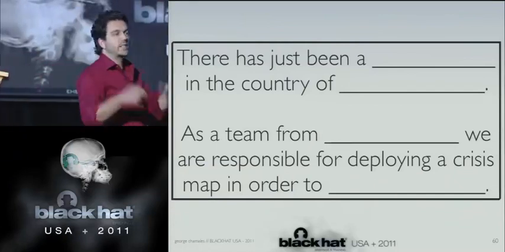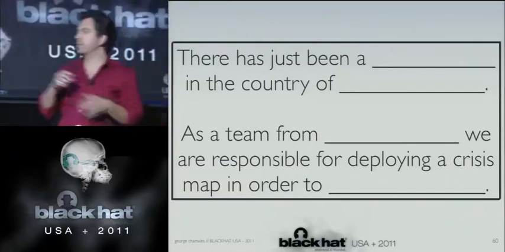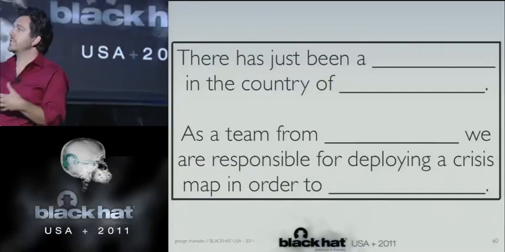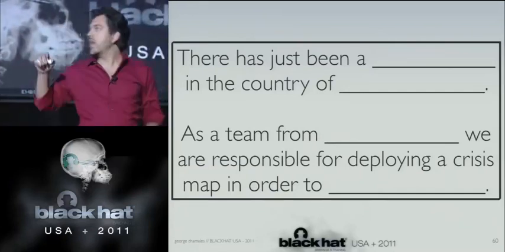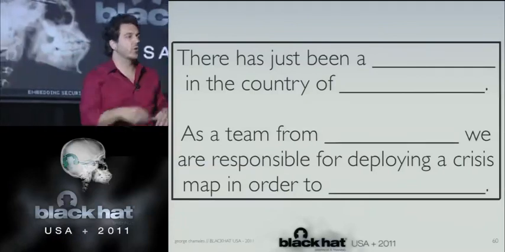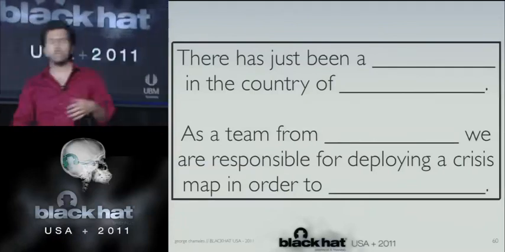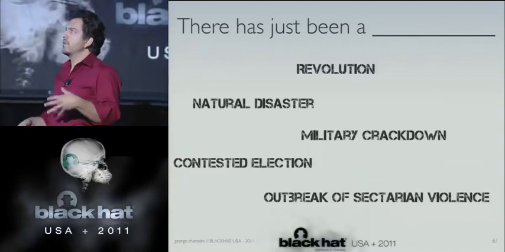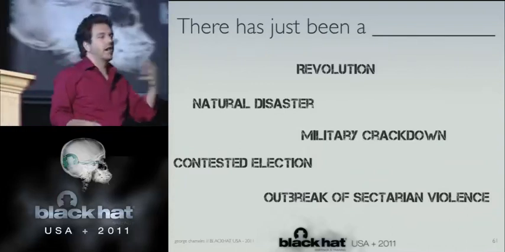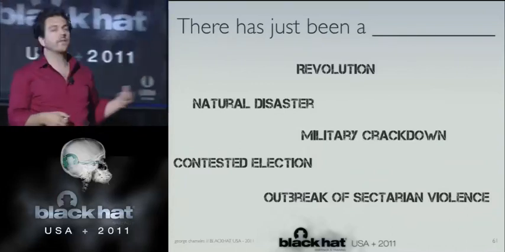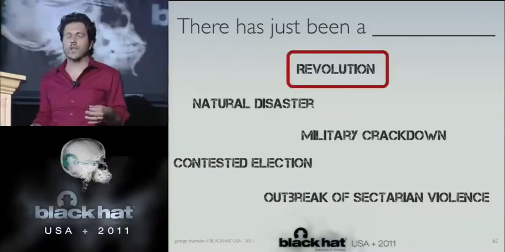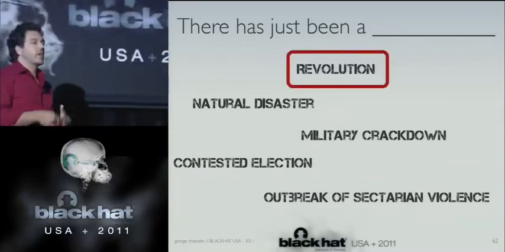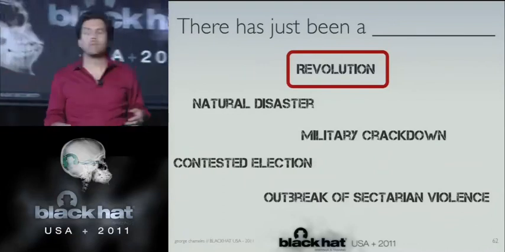It could be a natural disaster in the country of Bahrain. It could be an earthquake in Haiti. A team from somewhere, on the ground, an NGO, online, is responsible for deploying a crisis map in order to do something helpful. There are a lot of different options we could talk about. One of the ones that's really been in the news lately is that we've got lots of revolutions, so let's talk about revolutions as we go through.